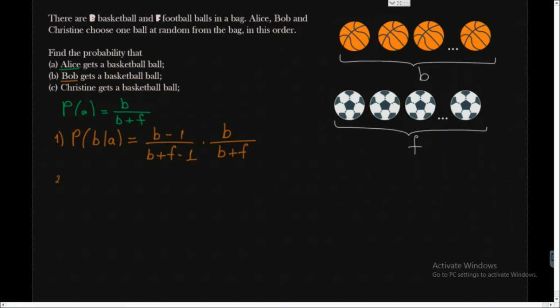The second option is that Alice got a football ball. The amount of them is one less. So, the probability of event B, dependent on event A, again equals the multiplication of two probabilities: Bob's probability to get a basketball ball and the probability for Alice to get, in this case, a football ball.